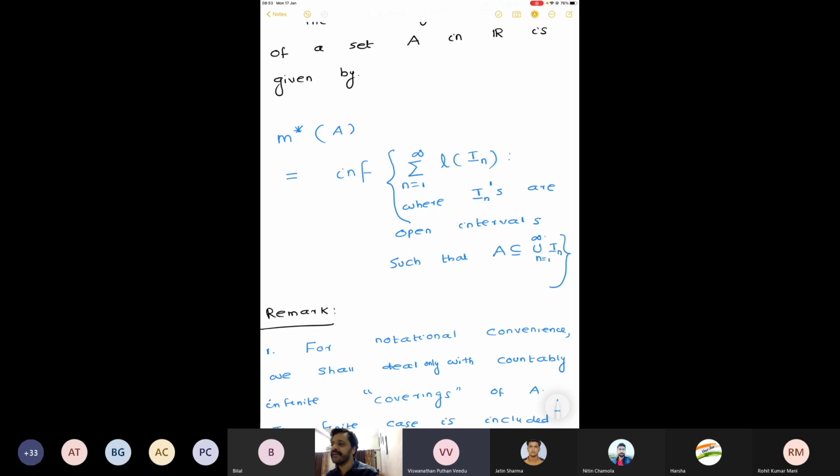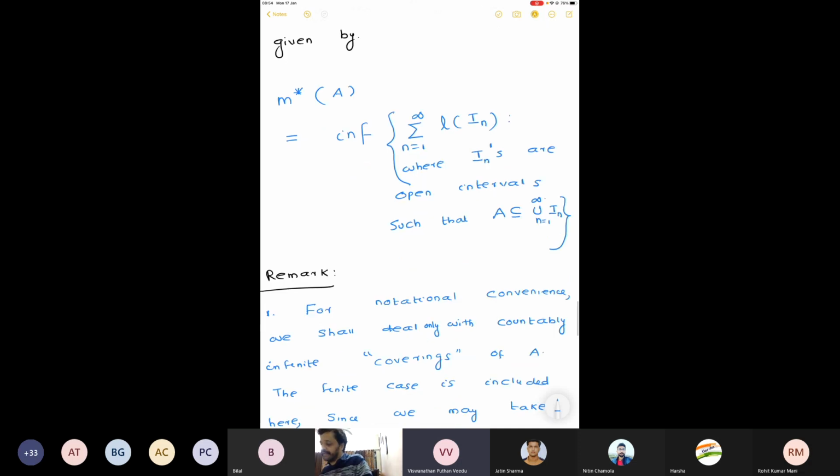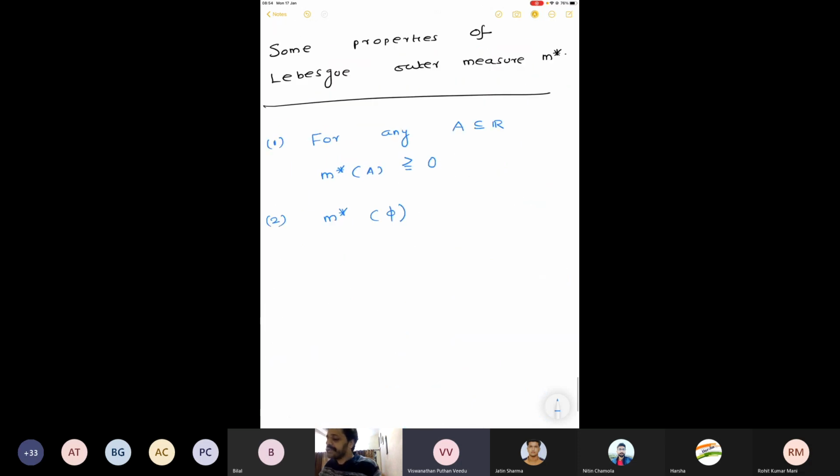Null set itself. Okay. And the null set is defined as an open set, an open interval, remember. So it is a cover with a single element, that is the null set. So the summation will not come into the picture, and the length of the null set is 0. And then you are taking the infimum. If at all you have some other covers, when you are taking the infimum, it will be 0 only. So it's not hard to see that M star of the null set is 0.